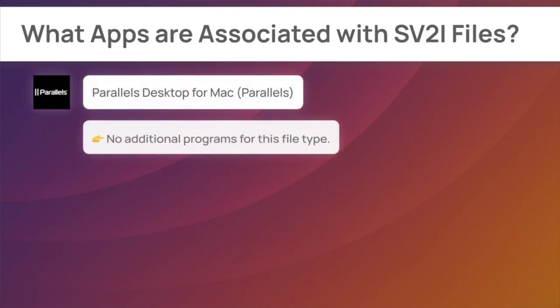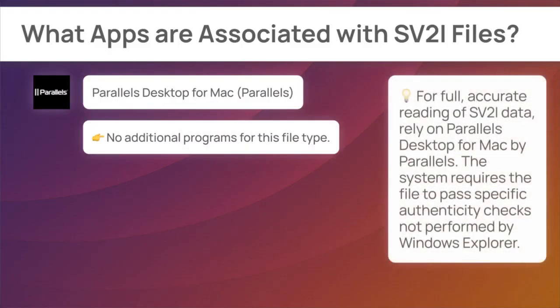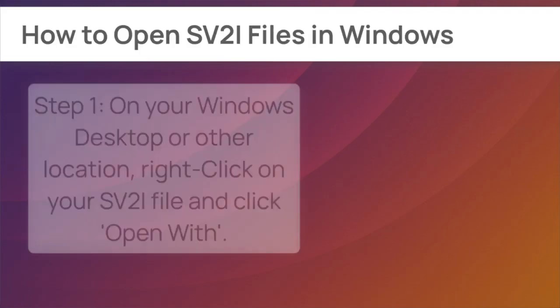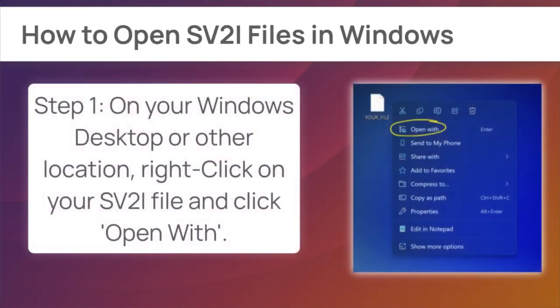Parallels Desktop for Mac is the standard set by Parallels for accessing the SV2I format. Windows needs confirmation from specialized software for safe data access. Windows displays limited file attributes, while VM managers interpret the internal system. Let's verify the file's compatibility against known readers.